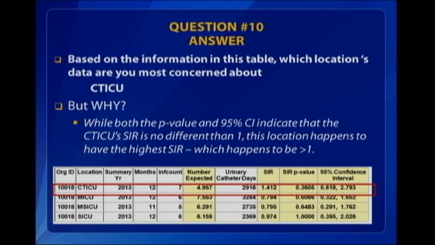So I said the cardiothoracic ICU because while both the p-value and confidence interval say that we're no different than 1, I still have an SIR that is the highest in this group of 4, and it is over 1. It is the only one that's greater than 1. So clearly, I need to look at this and say, okay, let's see what's going on here. Let's dig a little bit further. Is there something I need to be aware of? Did something change over the year?